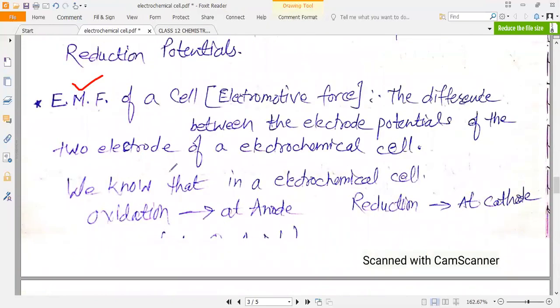And we know, this point we have repeated many times in electrochemical cells: oxidation at anode side and reduction at cathode side. And oxidation and reduction we can easily remember by a simple word, LOAN: left, oxidation, anode, negative. This point we have discussed many times.